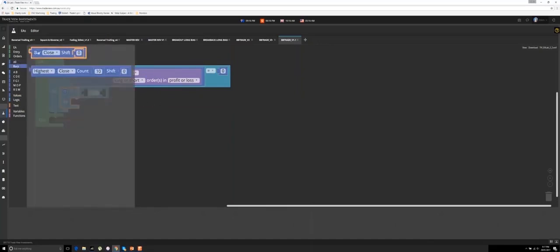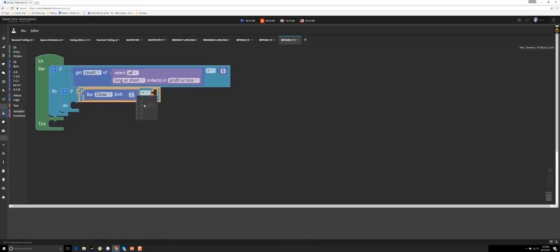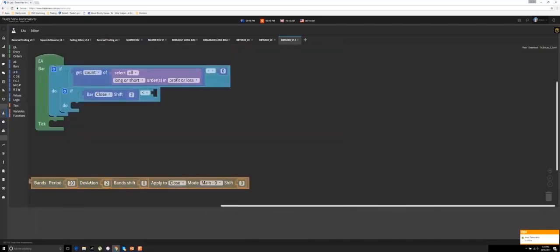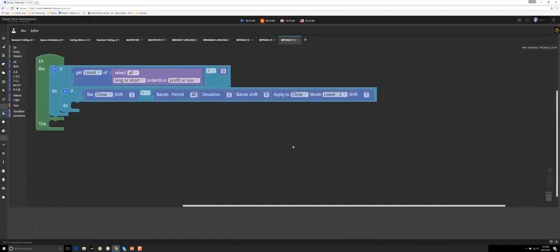So if the bar close of shift 2, if you know what that means, fantastic. If you don't, again, we can explain that to you guys, is less than, so we need our Bollinger Bands, all the indicators are here, bands, and the bands period was 40, the deviation was 2, and we're looking at the lower band. Okay. That's the first part of the condition. So if the bar close of 2 bars back is lower than the Bollinger Band's 40 period, standard deviation of 2, and we're looking at the lower band.